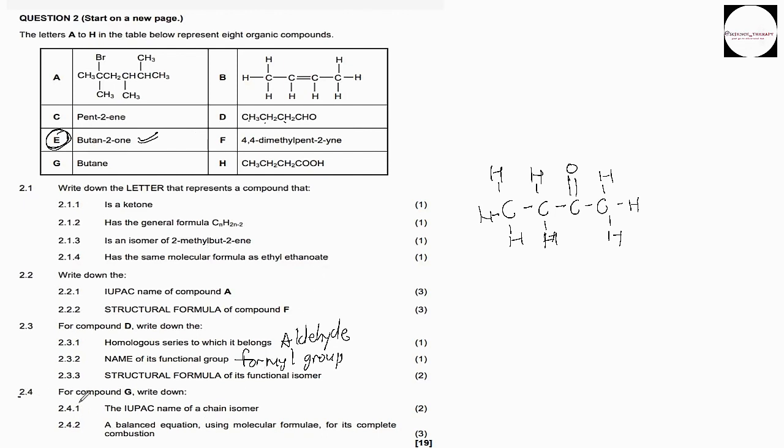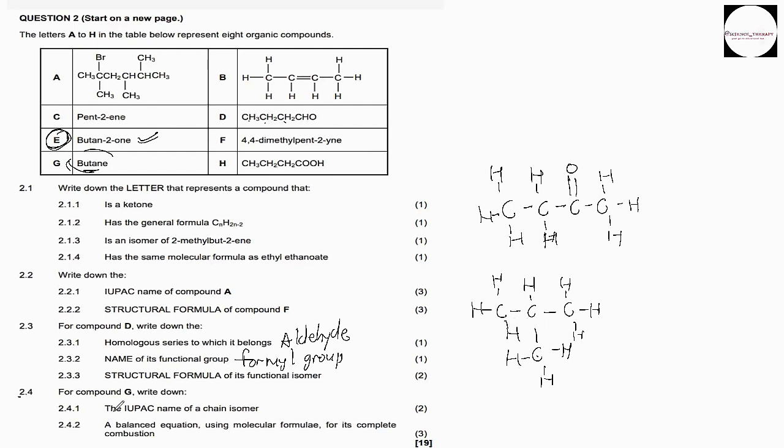Then 2.4 says for compound G, where is compound G? Butane. Write down the IUPAC name of a chain isomer. In order to create a chain isomer from this, which has 4 carbon atoms, we should just maintain that we have 4 carbons, but then create a methyl branch here, right? So it's still 1, 2, 3, 4, and then we can just create a methyl branch there. Then just like that, I've formed a chain isomer.